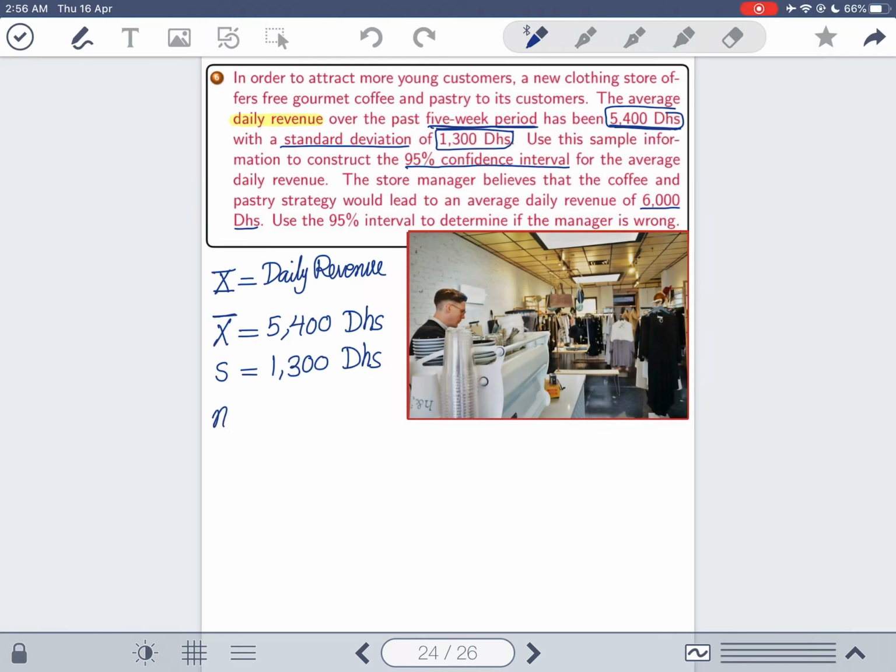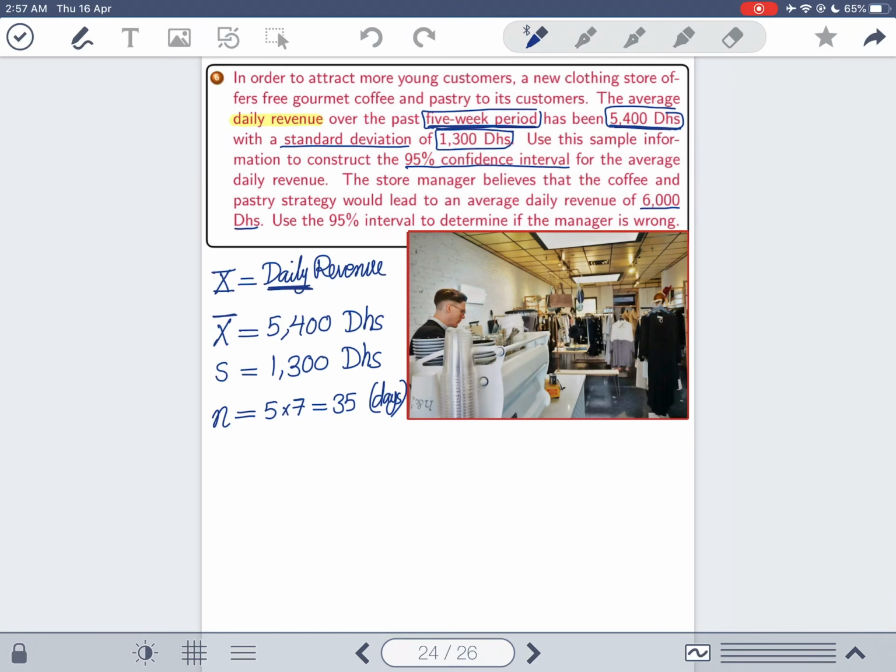And now, what is the sample size? Now, notice our random variable is daily, so per day. And we have a 5-week period. So n is 5 weeks. So how many days? 5 times 7, because each week has 7 days, so 35 days. I will put just days here so you remember why I did it, because our random variable is measured in days, and even this sample mean is daily revenue. Okay, good. So now what?